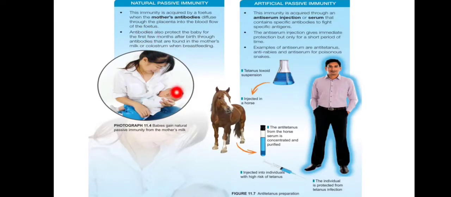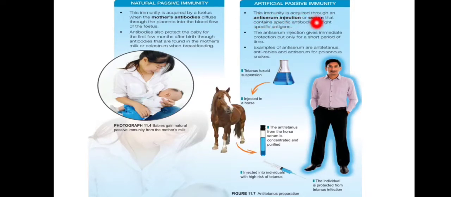So yang ini, we obtain the antibodies from external source tetapi masih natural. Okay, contoh breastfeeding. Okay, contoh lagi through the placenta. Okay, so itu natural walaupun dia gain the antibody daripada external source. Bukan dia sendiri yang produce antibody tetapi masih natural. Yang ini, artificial passive immunity.